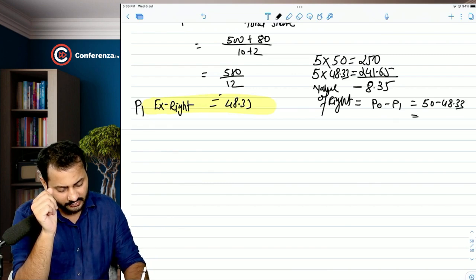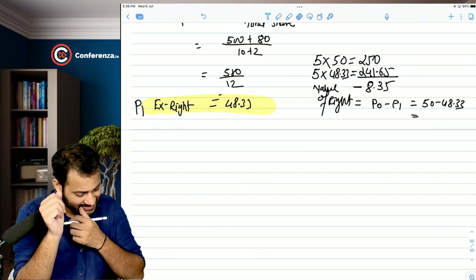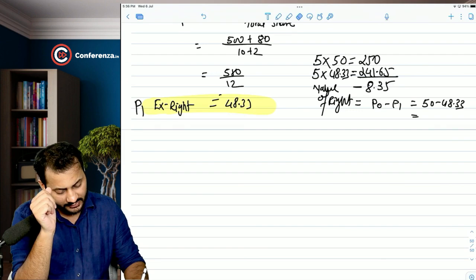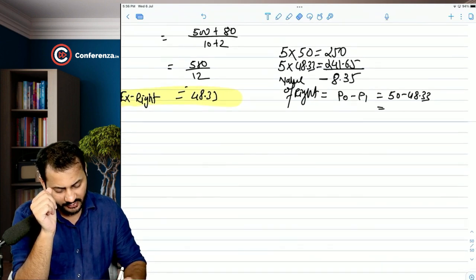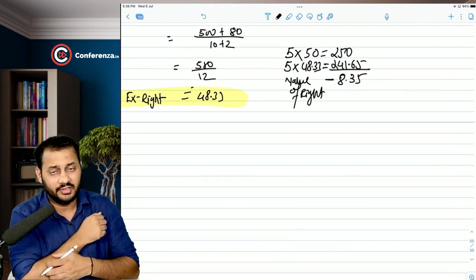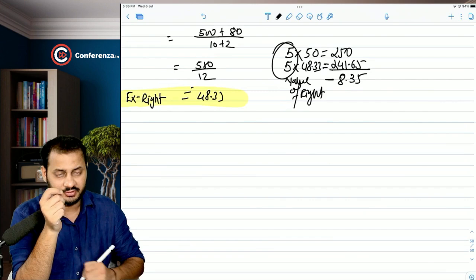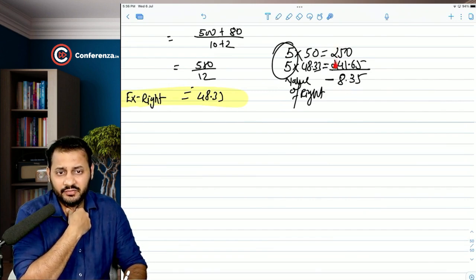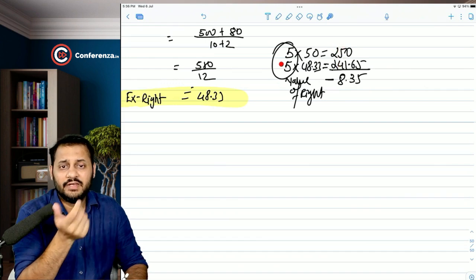So that's not 48.33. We can say it like that, but we will have to multiply it with 5. Okay, before going ahead, let me just clear one thing. This value of right is based on 5 shares. Do you understand that thing? 8.35 is a difference between the value of 5 shares.